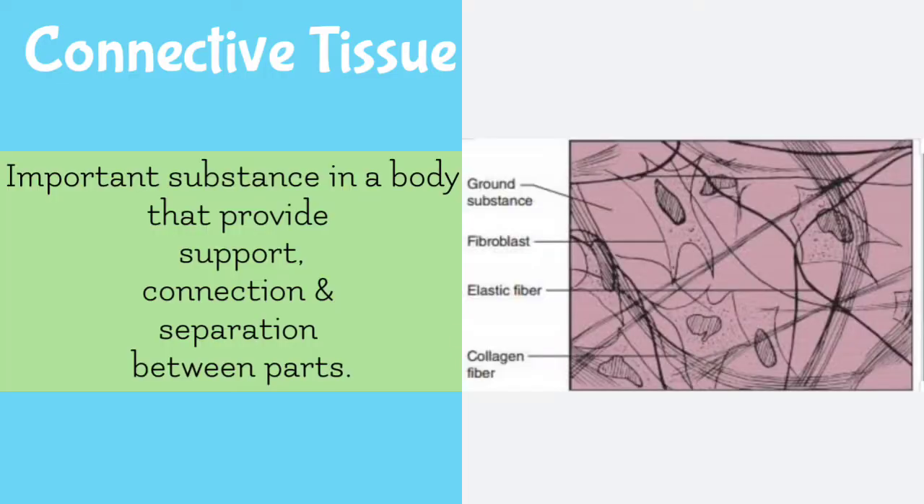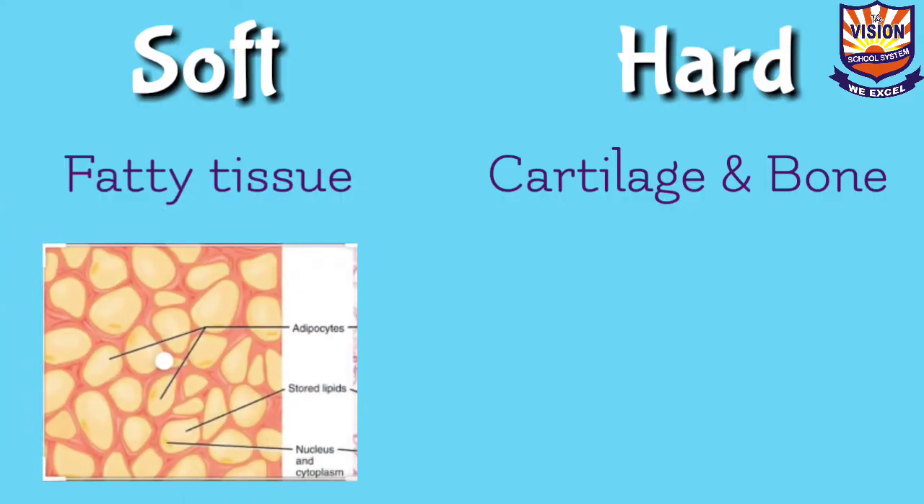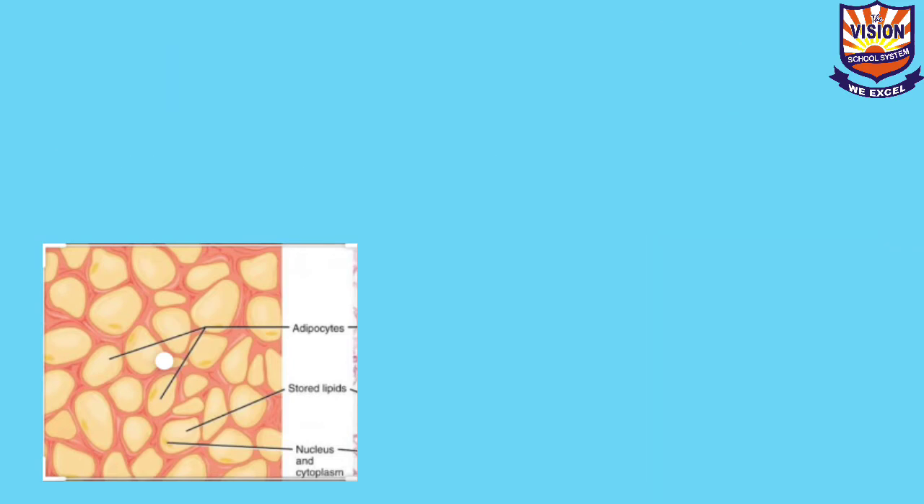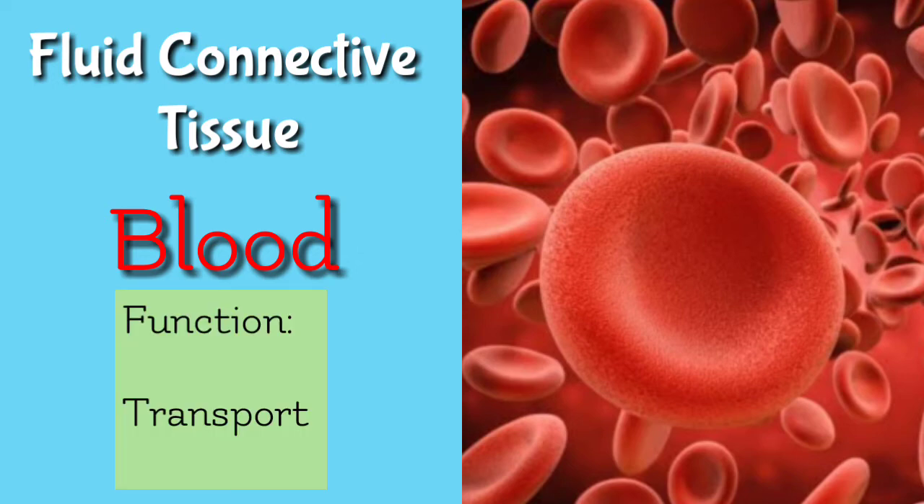The second type of animal tissue is the connective tissue, and as the name says, it provides support and connects all the internal organs in a tight package. It is composed of ground substance, which means a gel-like substance, cells and fibers. Connective tissue is divided into three main categories: soft, hard, and fluid connective tissue. Fatty tissue is an example of the soft type. Cartilage and bone are examples of hard tissue. And blood is a special type of fluid connective tissue with cells suspended in a fluid medium. The function of the blood is to transport materials in the body.